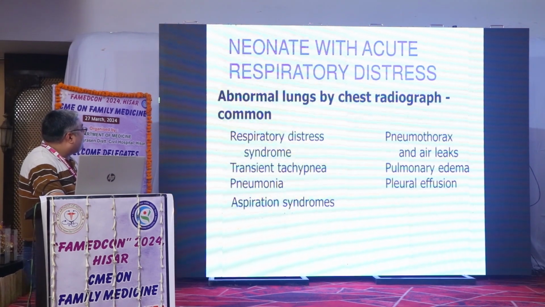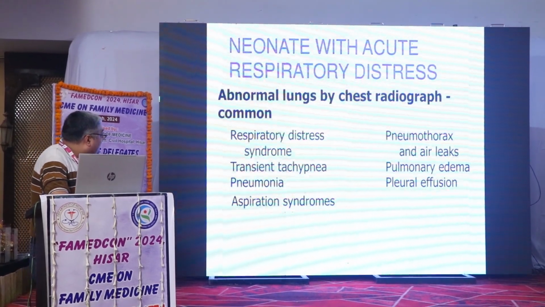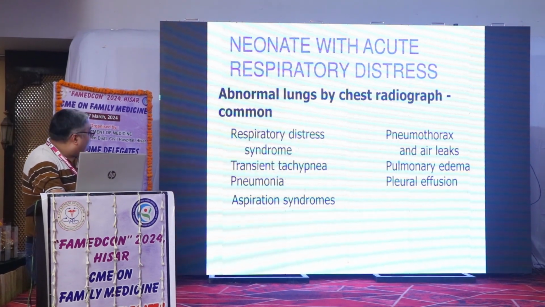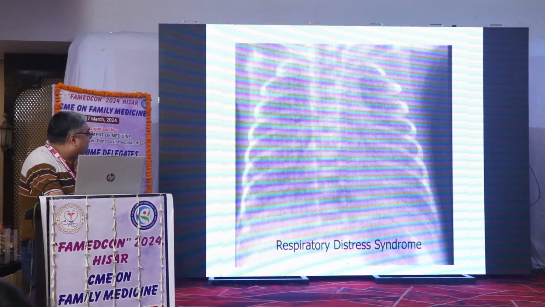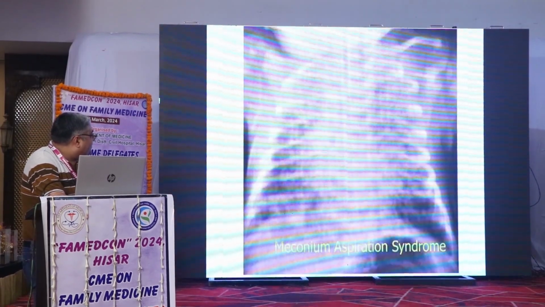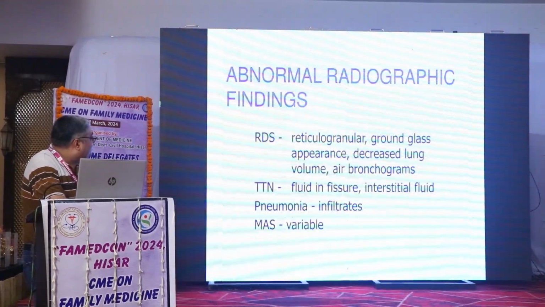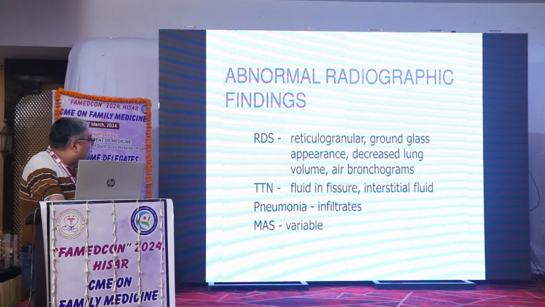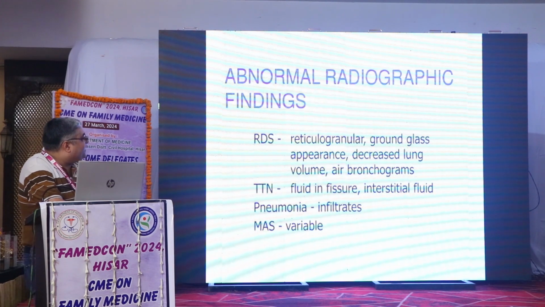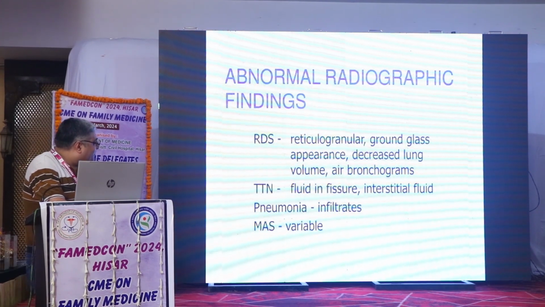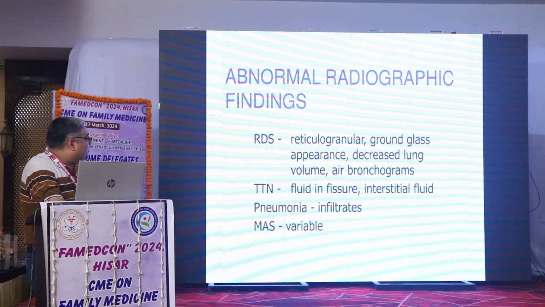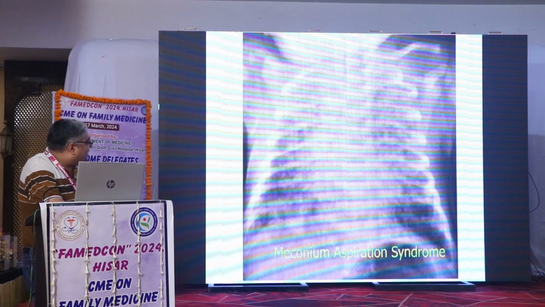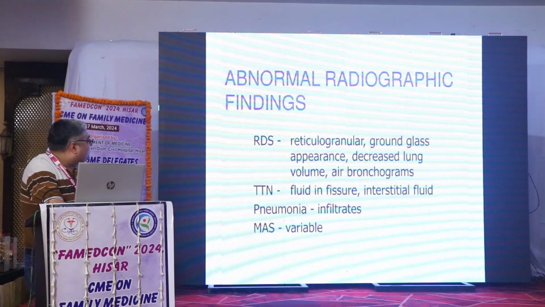Okay, so first is the abnormal X-ray with a common finding. One is the respiratory distress syndrome. This is the X-ray of RDS, HMD, meconium aspiration. RDS will present with a reticulogranular pattern, ground glass opacity, air bronchogram, and decreased lung volume. In TTN, there will be fluid in the major fissure, pneumonia will present with infiltrates, and meconium is presented with patchy opacity. This is patchy opacity.